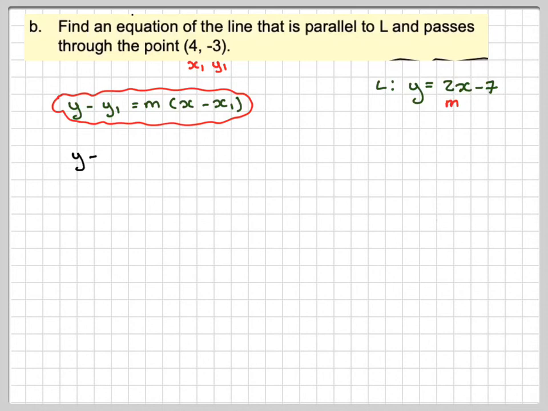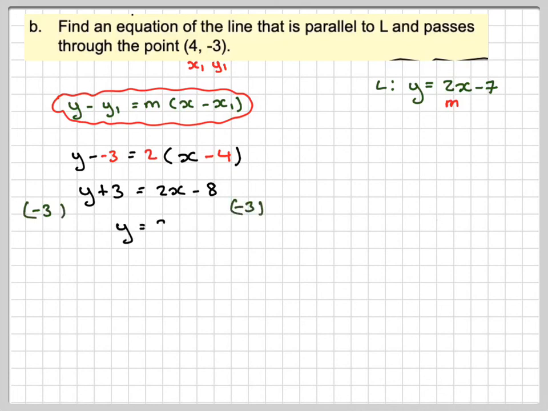So similarly, using y minus y1 is equal to m times x minus x1, or use your y equals mx plus c again. So you've got y minus 3 is equal to 2 times x minus 4. Y minus 3 is y plus 3. You're going to get 2x minus 8, and then again we will have to take 3 from both sides, so it's going to give that y is equal to 2x minus 11.